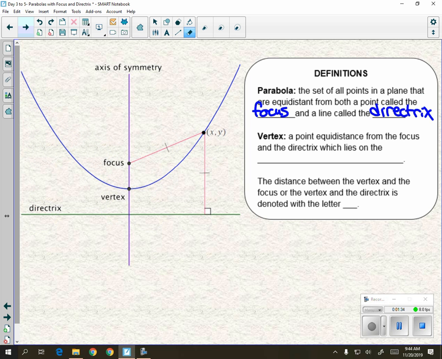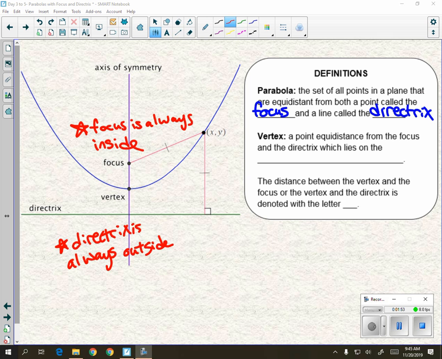Now, it is important to know that your focus is always going to be on the inside of the parabola, and your directrix is always going to be on the outside of the parabola. I like to say that the parabola hugs the focus, and the directrix should never intersect the parabola at all.